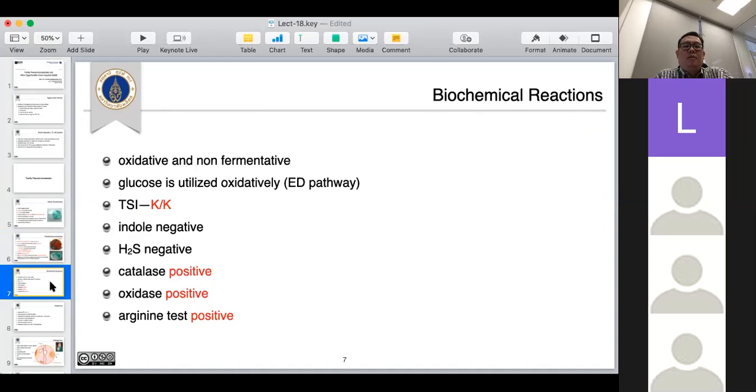So the biochemistry of Pseudomonas is alkali slant, alkali butt. Pseudomonas uses glucose by the ED pathway. Still remember, not the EMP pathway. They metabolize glucose oxidatively. So these are the general biochemical tests: catalase positive, oxidase positive, arginine test positive.